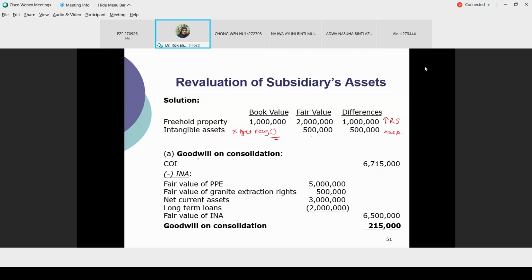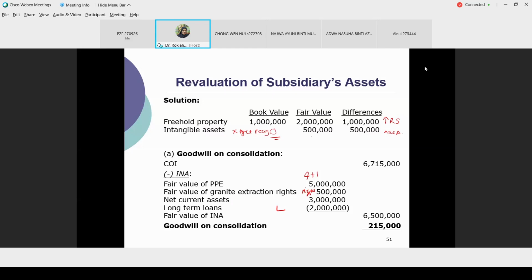The goodwill of consolidation is calculated based on the COI. The COI here is 6,715. Now the fair value of your net identifiable assets becomes 6.5. This comes from the fair value of the PPE, 4 plus 1 becomes 5, plus the intangible asset, a new asset of 500, plus the net current asset with no changes, minus your long-term loan, which is your liability. So you have 6.5. The difference between these two figures is 215, so 215 is the goodwill on consolidation.